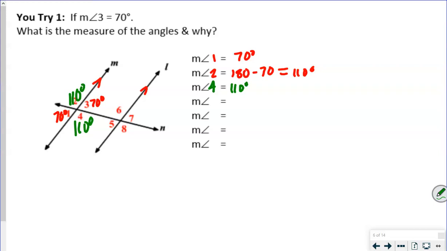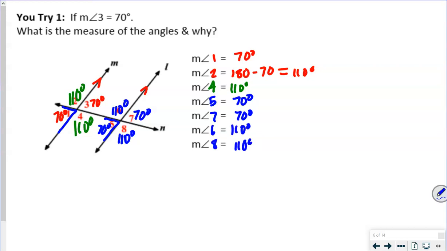Do you see that 1 and 5 are corresponding angles? Y'all see this right here? 1 is to the left and below, 5 is to the left and below. So that means that angle is going to be 70 as well, right? Which means 70 is going to be 7. And then 6 is going to be 110, and 8 is going to be 110. Okay, y'all see that? Any questions on that one?